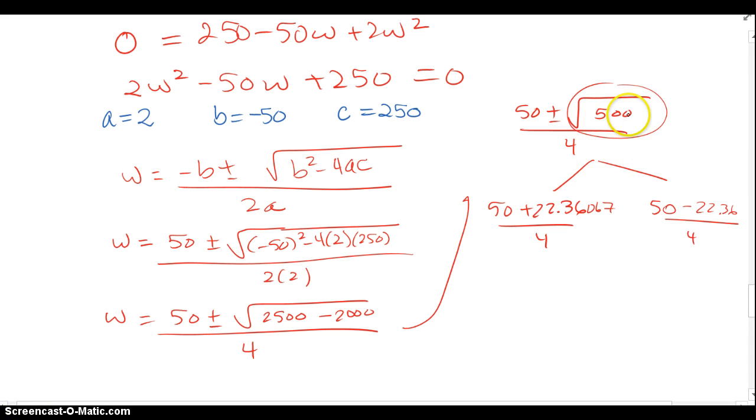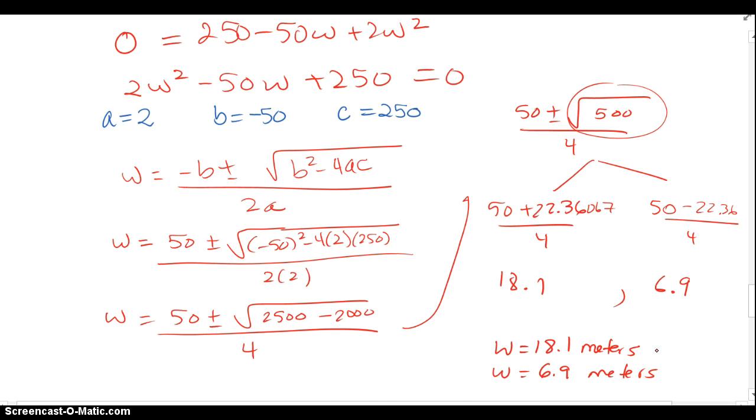So the square root of 500 is 22.36067977. I carried some digits. It's either 50 plus it divided by 4 or 50 minus it divided by 4. So basically w is either 18.1 meters or w is 6.9 meters.